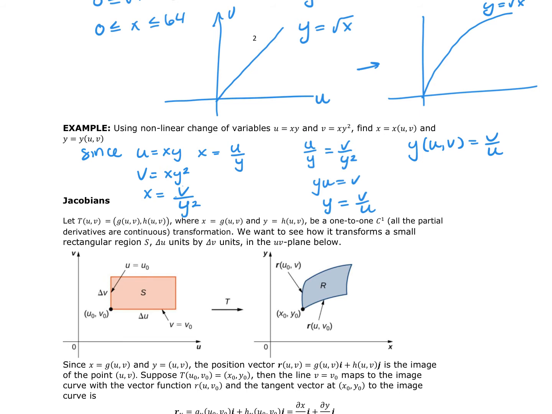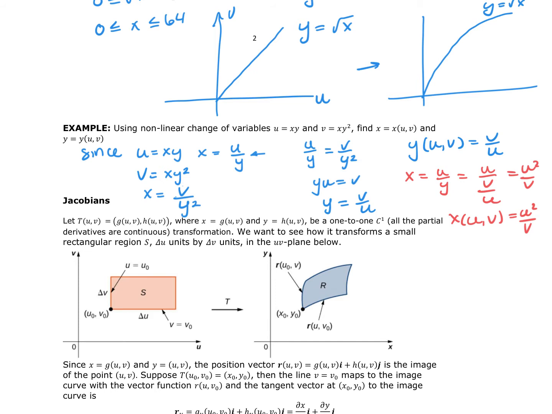So I have y as a function of u and v, which is equal to v divided by u. Now, to get x, which is equal to u divided by y, that is u divided by v over u, which gives me u squared divided by v. So x as a function of u, v is u squared divided by v. And that's it.